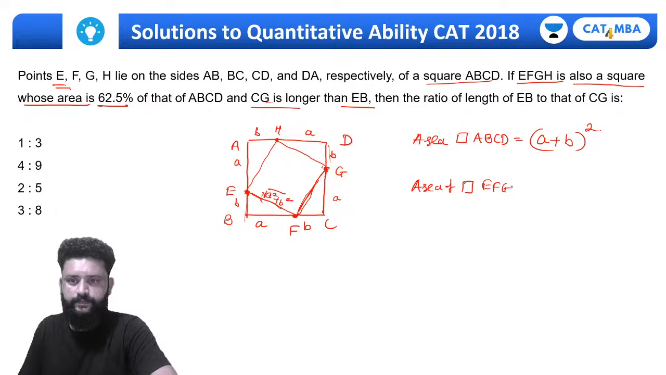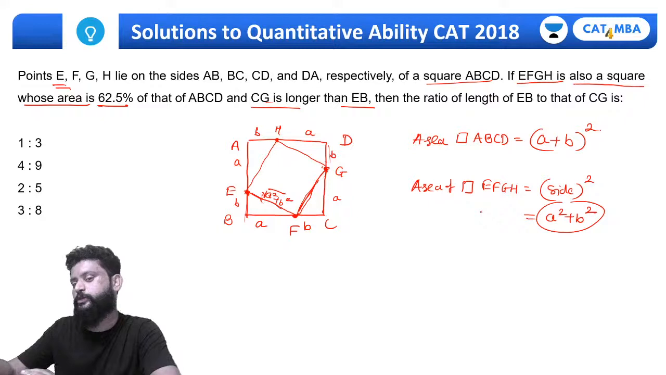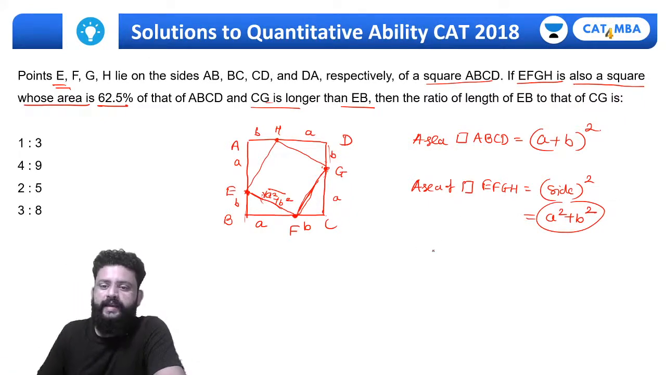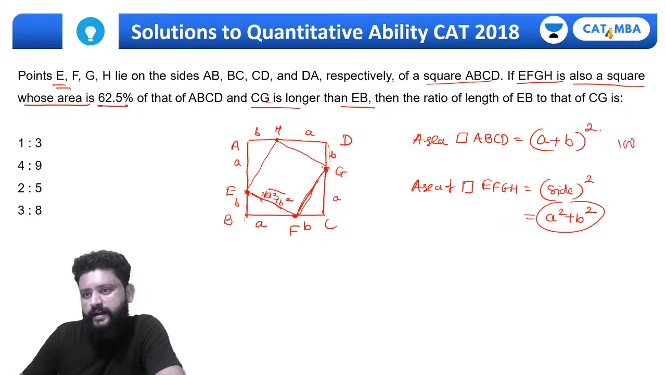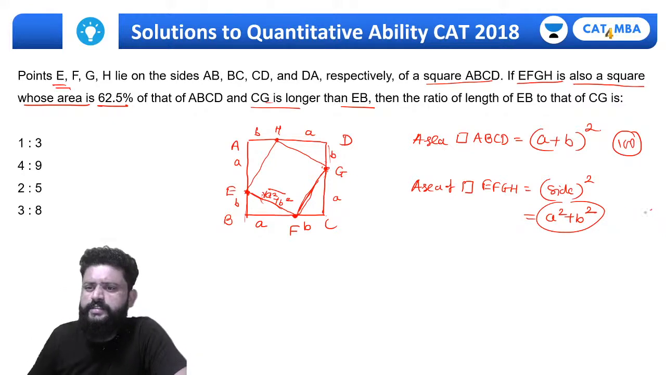So the area of square EFGH is equal to side square, right? Whatever the side, we have to square it, so it will be a square plus b square. And now this part is 62.5% of the original area. So can I say if this is 100, this area is 62.5, right? So you can take the ratio even.